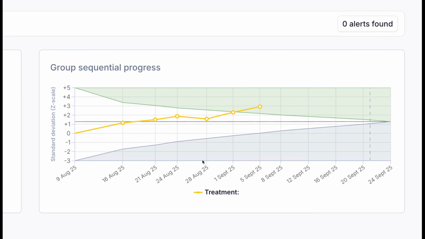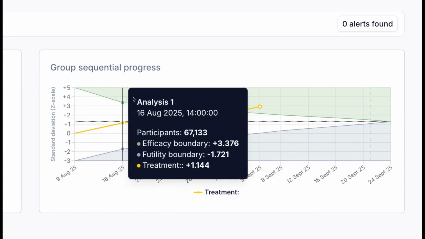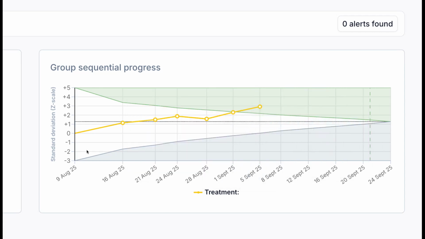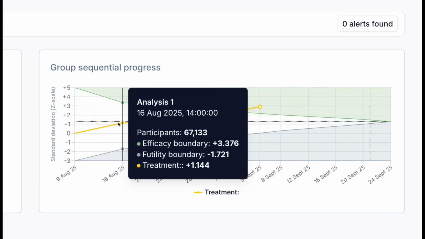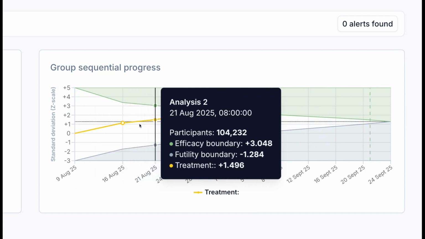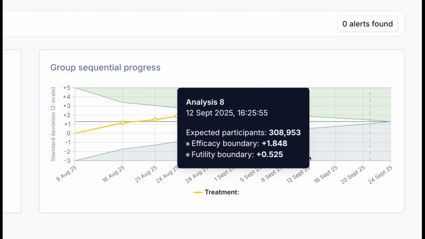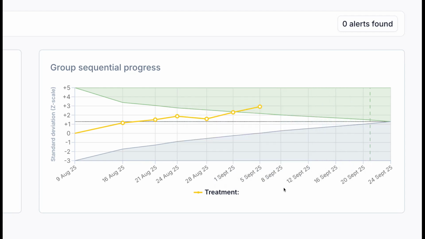In this graph, you have 3 different lines. You have the green line here, which is the efficacy boundary. You have the gray line, which is the futility boundary. And then you have the yellow line, which represents the test, basically. The GST experiment is ready to be evaluated when and only when the test line crosses either of the boundaries, so either the green one or the gray one.